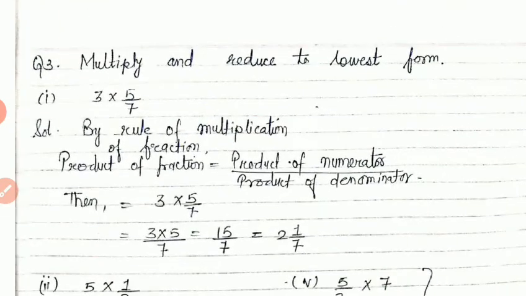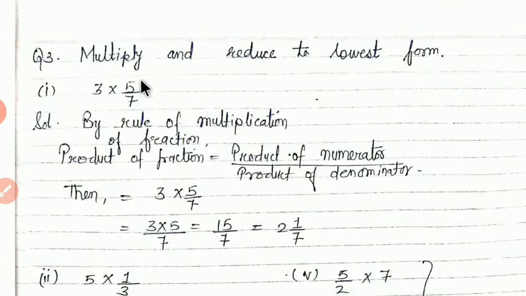Then question number 3. Multiply and reduce to the lowest form. First you have to multiply this. After this you have to write in the lowest or the smallest form. So by the rule of multiplication of fractions, we know that the product of fractions is product of numerators upon product of denominators. Product means multiplication.